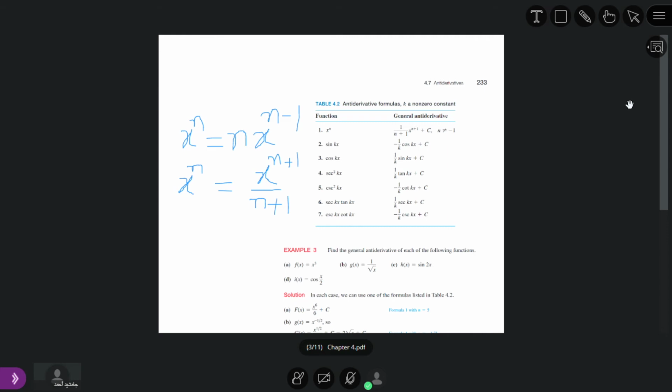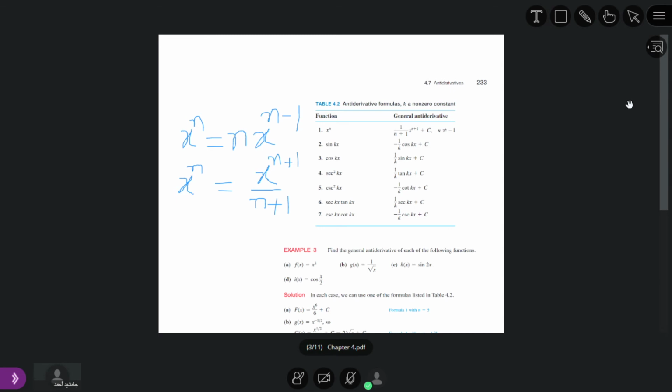If I want to take the antiderivative of x, what is the power of x? It is equal to 1. So x power 1 plus 1 becomes x power 2, divided by 2. If we have x power 3, this becomes x power 3 plus 1, which is 4, so x power 4 divided by 4.